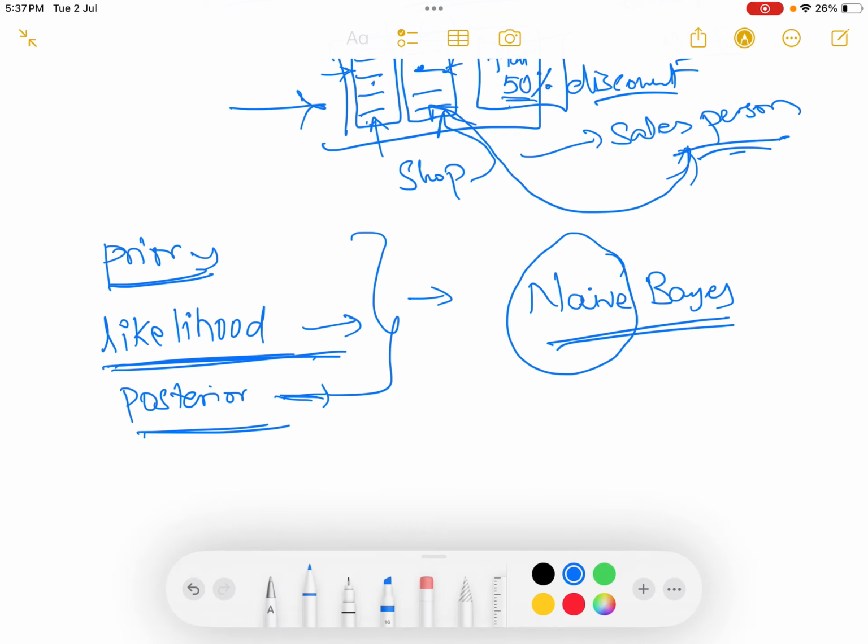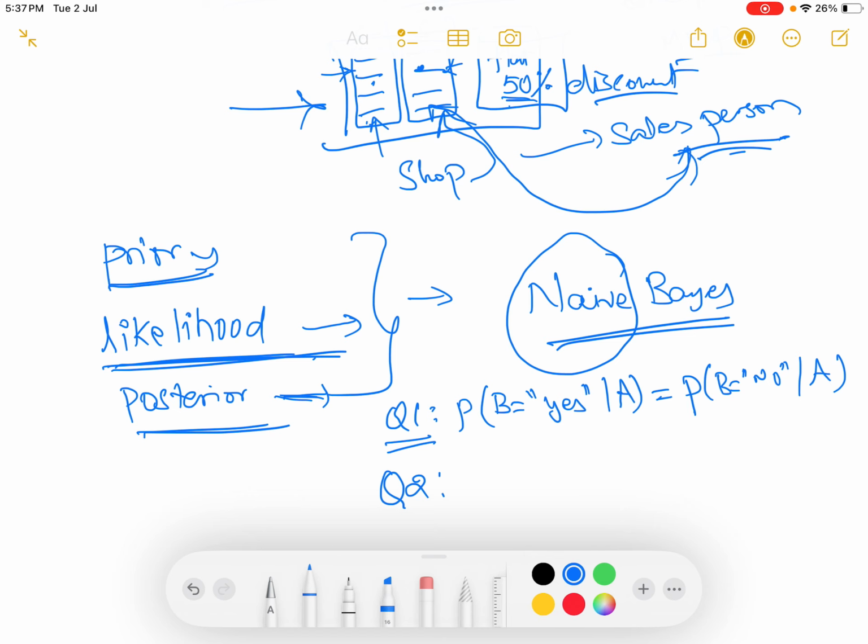Now I want to conclude this video with two different questions. Question 1: what happens if the posterior probability of yes class is equal to the posterior probability of no class for sample A? Question 2: in this video we have seen binary classification, we took a completely binary classification example, right? Can we do this for multi-class classification? Think about this and try to comment your answers.